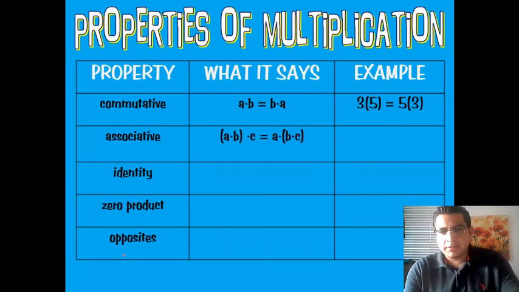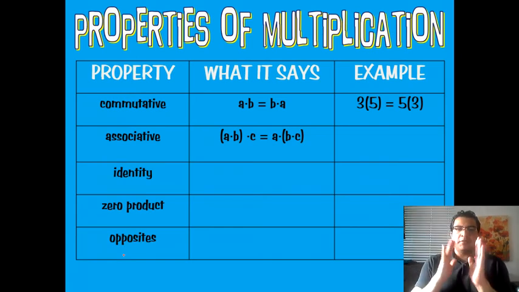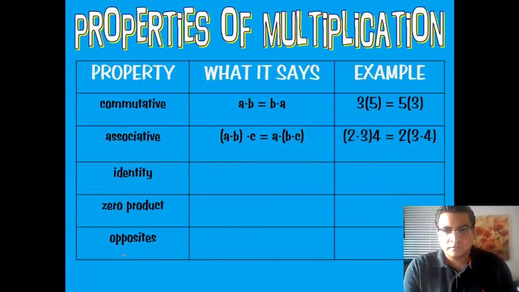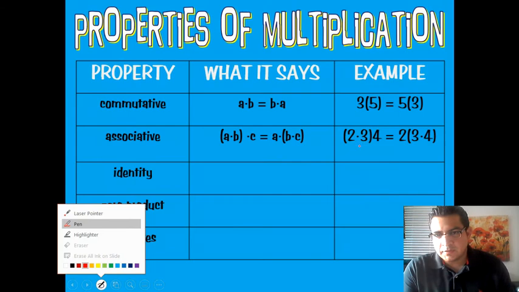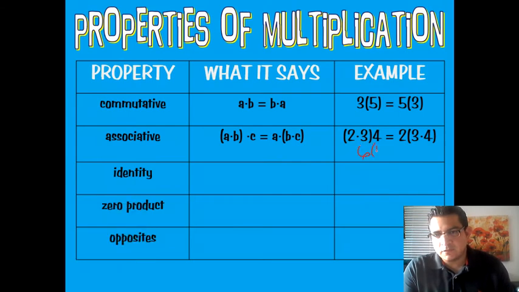Associative property. A times B times C is the same as A times B times C, grouped differently. Because multiplication is commutative, no matter where I start, the multiplication will always be the same. And here's an example. 2 times 3 times 4 is the same as 2 times 3 times 4. Here, I'll do the math so you guys can see that it works. So 2 times 3 will be 6, right? And 6 times 4, of course, we know is 24. Here we do 3 times 4 is 12, right? And I know 12 times 2 is also 24. So the same.